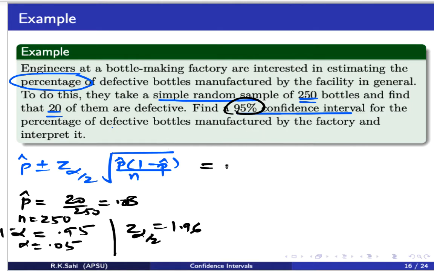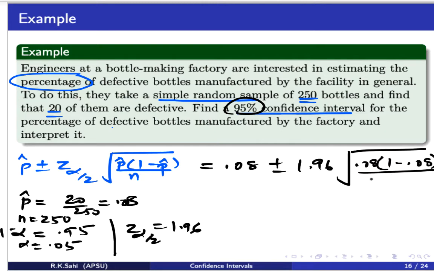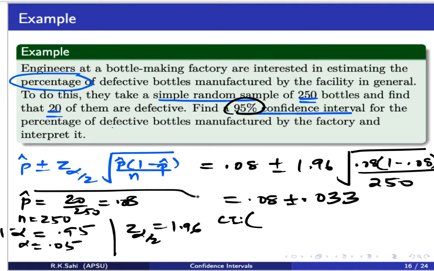is P hat is 0.08 plus minus Z alpha by 2, which is 1.96, square root 0.08, 1 minus 0.08 over N is 250. Now when we do the math, it's 0.08 plus minus 0.033. So the confidence interval, this is the confidence interval, guys, is 0.047 and 0.113.